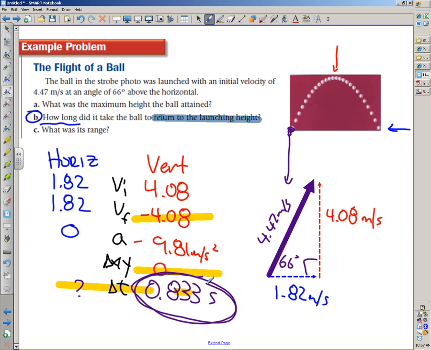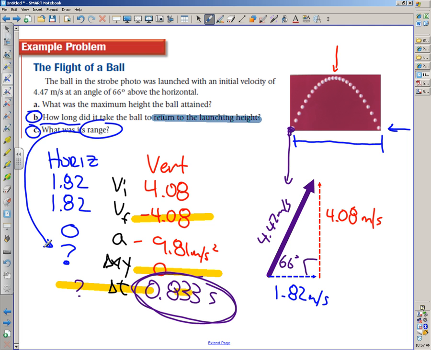Alright, last question. Part C says, what was its range? Range is a new vocabulary word. Range is, where do I have to stand to make this thing land on my head? So if it's asking for range, it's really asking you to solve for horizontal displacement. The range is the horizontal displacement.